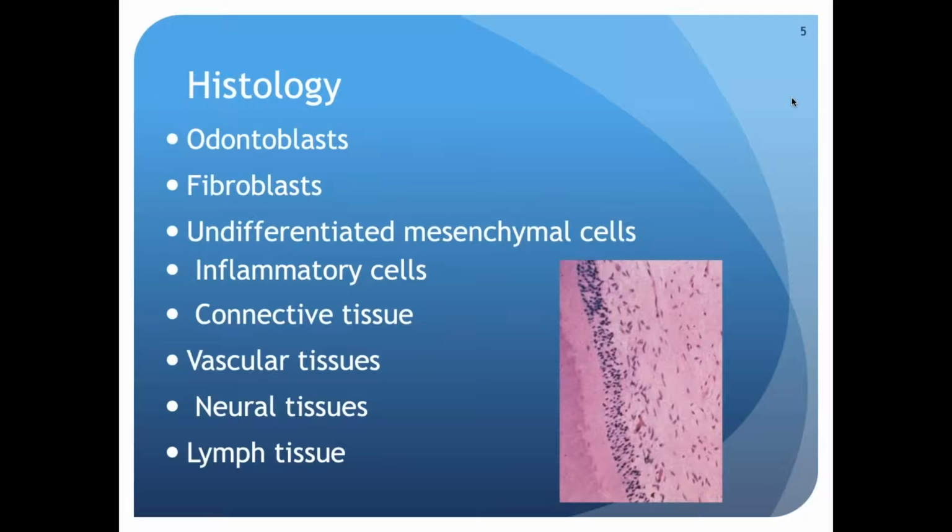So we have odontoblasts, fibroblasts, some undifferentiated mesenchymal cells, inflammatory cells, connective tissue, vascular tissue, some neural tissues, and then some lymph as well.